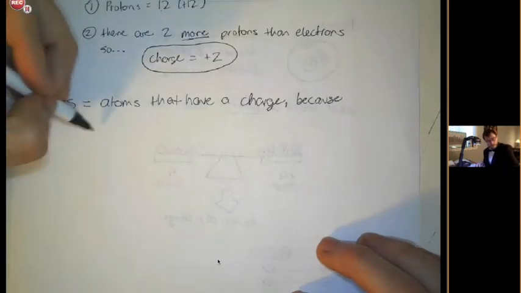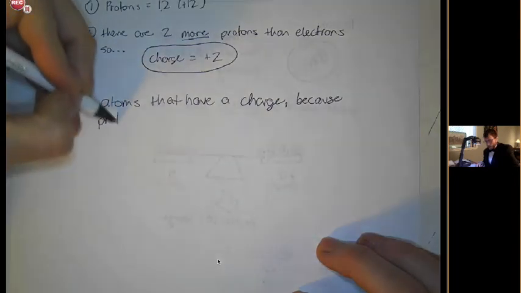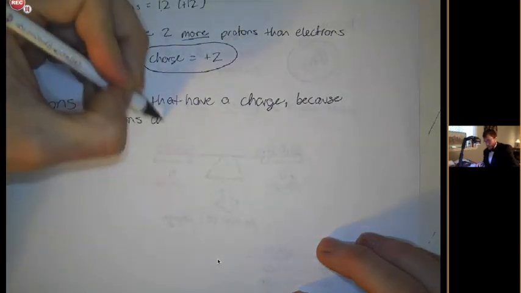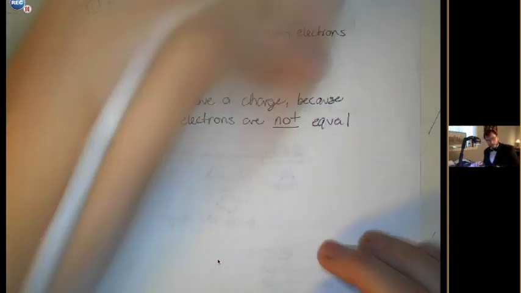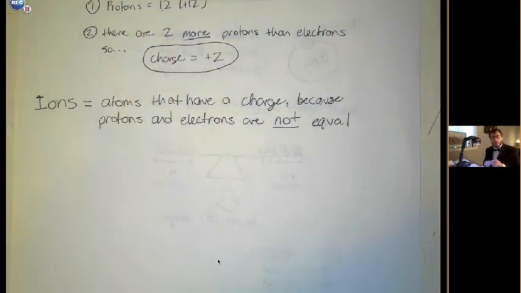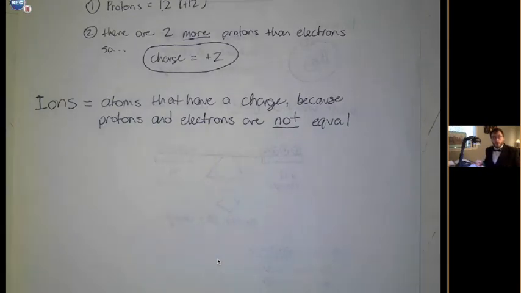So because they have a charge, protons and electrons are not equal. They either have more electrons or more protons. They don't have the same number.